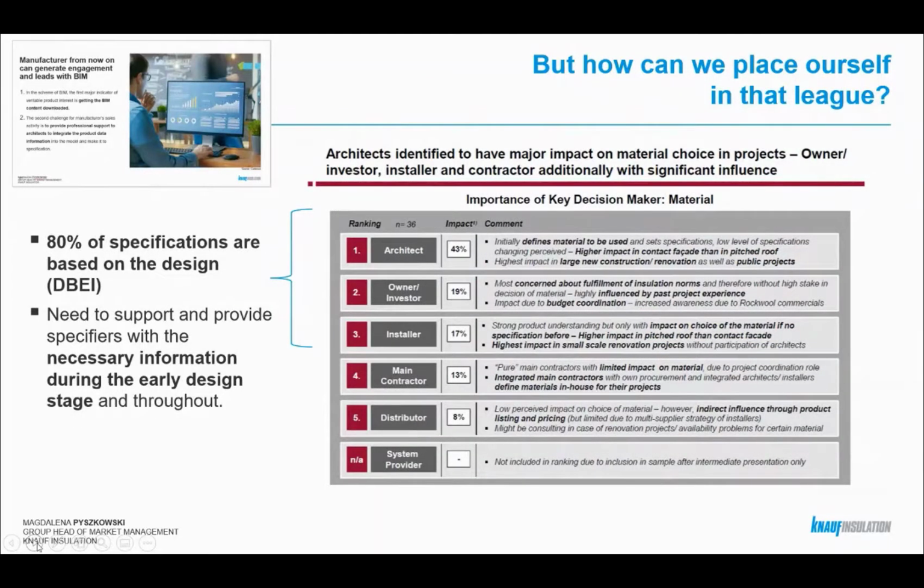We know also that 80% of specifications are based on design, and we know which stakeholders we should approach, in terms of the decision of which product will be used in the process. So the architects are our main focus, especially for non-residential projects, and the same for the owner, investor, and installer. Only for residential applications, like for example the pitched roof, which is much more for the home, for individual buildings, is it available.